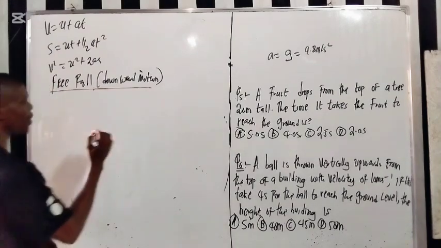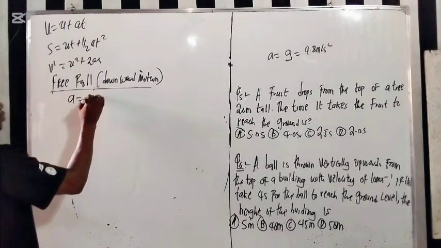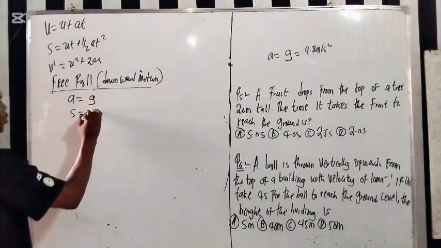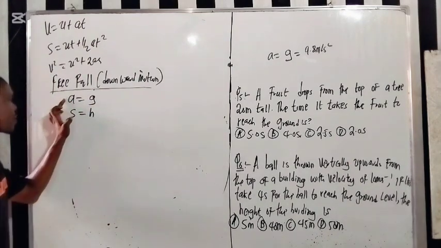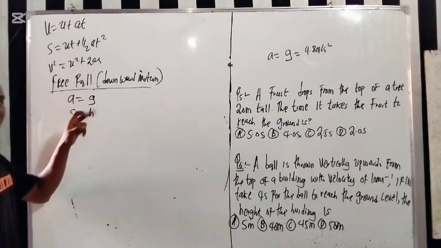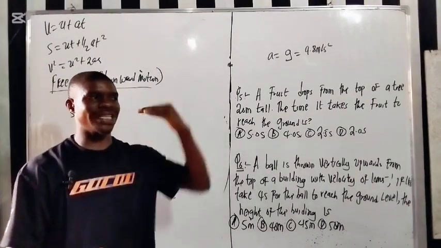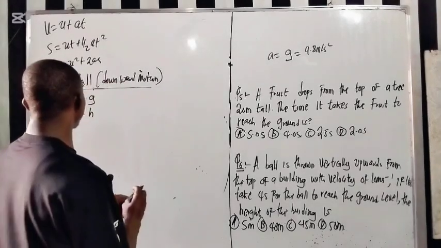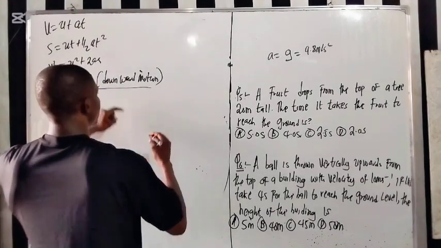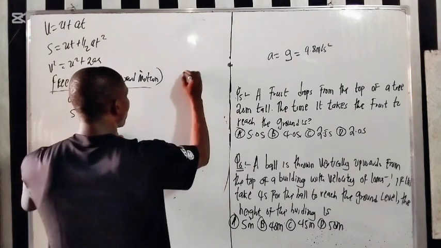In downward motion, my a is equal to g, and my s is equal to h. Is it okay? Downward motion. Now a is equal to what? Positive g. Why is it positive g here? Because it's solely under the influence of gravity. It's not acting against gravity.